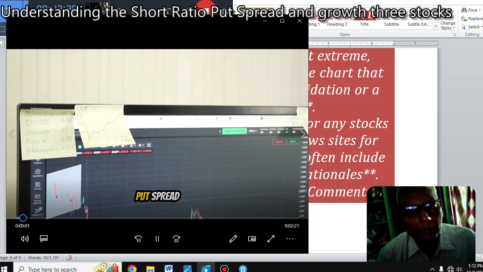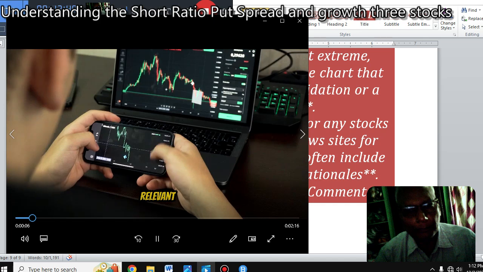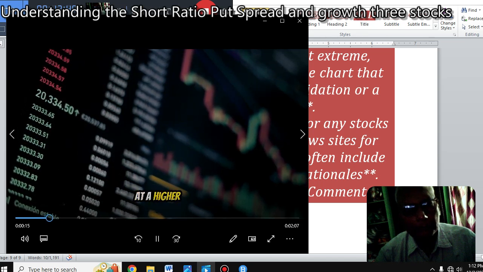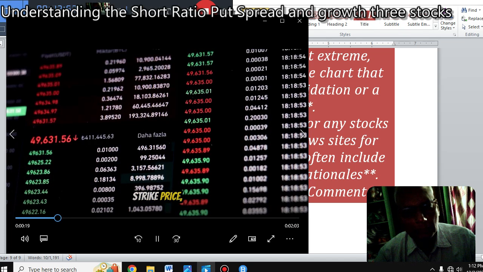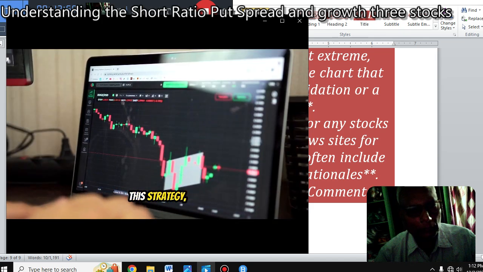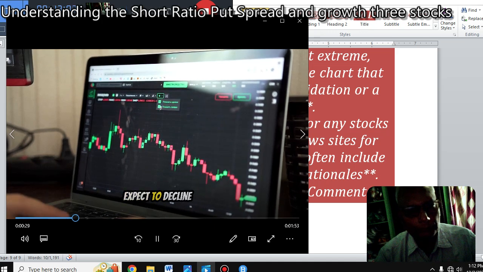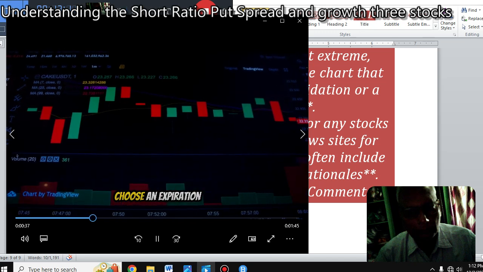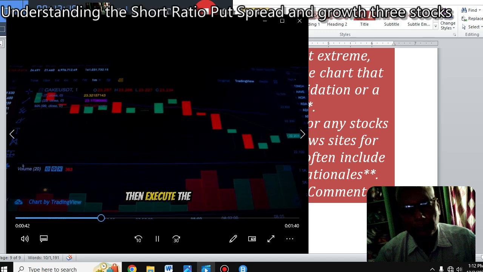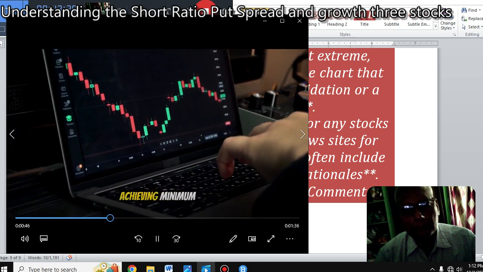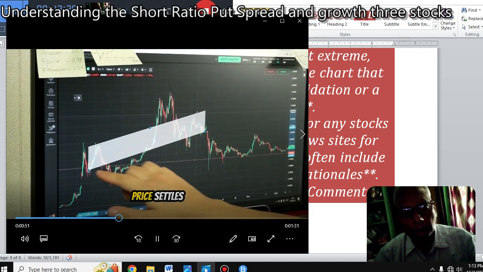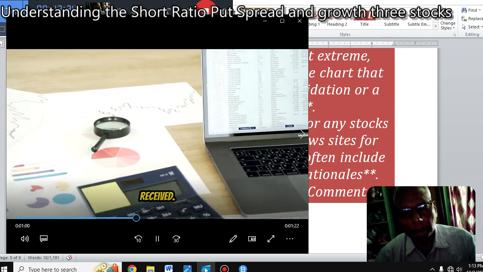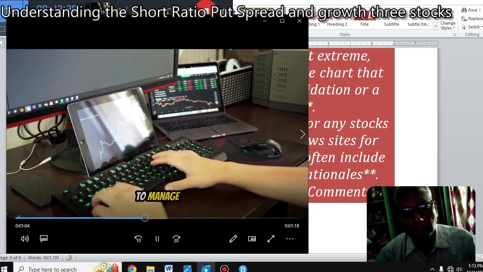The short ratio put spread is a strategic approach in options trading, particularly relevant for those engaging with cryptocurrency markets in the USA. This method involves selling a greater number of put options at a higher strike price while purchasing fewer put options at a lower strike price, all within the same expiration period. To implement this strategy, begin by selecting a cryptocurrency you expect to decline moderately. Next, determine two strike prices, one for selling more puts and another for buying fewer puts. Choose an expiration date that aligns with your market outlook, then execute the trade by maintaining the desired ratio of contracts. Maximum profit occurs when the underlying asset's price settles near the lower strike price at expiration, resulting in the sold puts being exercised, with losses partially offset by the premiums received. Regular monitoring and timely adjustments are essential to manage risk and optimize outcomes.